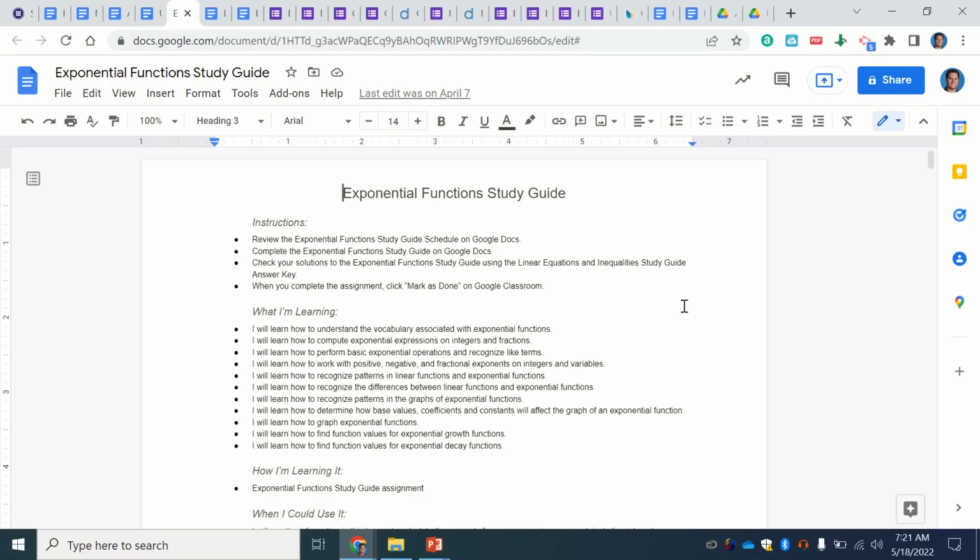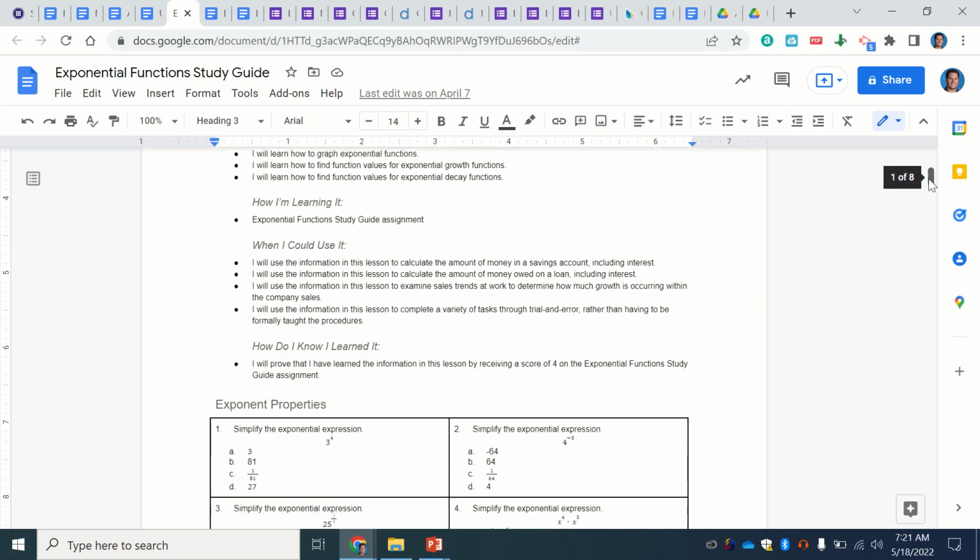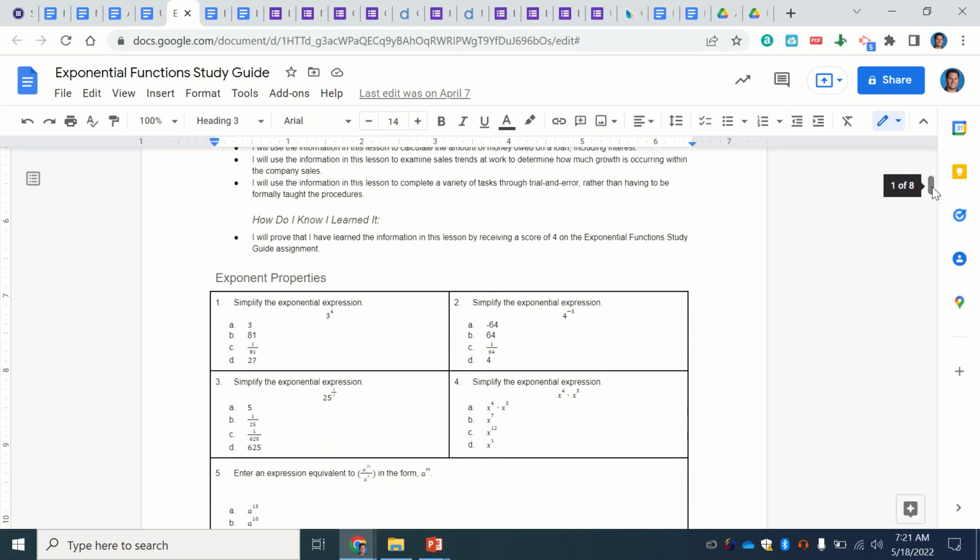Let's take a look now at the Exponential Functions Study Guide. So if we take a look at it, it begins with our learning goals and success criteria. If we scroll down, we can see the questions that we're going to have to answer.